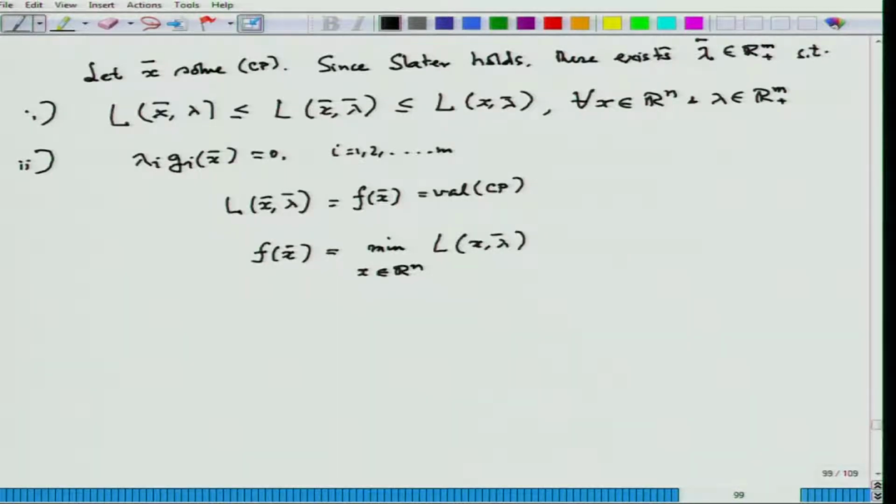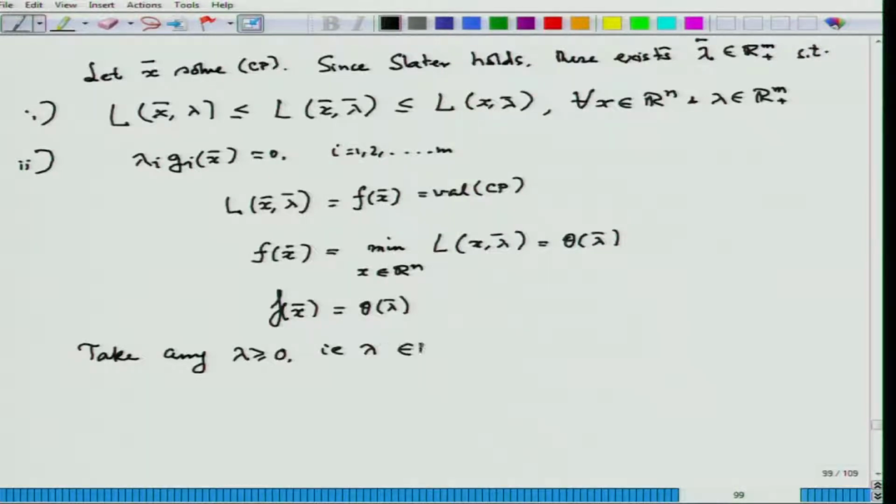This fact means this. So, this condition on the right hand side leads to this condition. Now, what is this by definition? This is nothing but theta of lambda bar. So, what I have is f of x bar is equal to theta of lambda bar. Now, take any lambda greater than or equal to 0, that is lambda an element of Rm plus. Then you will immediately know that f of x bar is bigger than or equal to theta of lambda by weak duality.